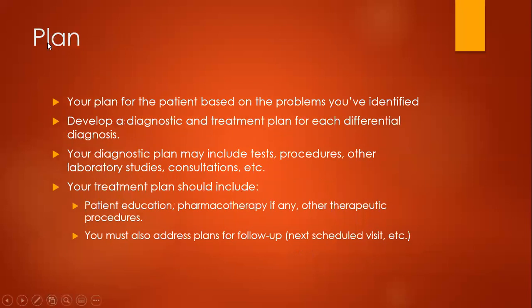Then go for plan. So you plan for the patient based on the problems you have identified. Develop a diagnostic and treatment plan for each differential diagnosis. Your diagnostic plan may include tests, procedures, or other laboratory studies or consultations. Your treatment plan should include patient education, pharmacotherapy, if any, or therapeutic procedures. You must also address the plan for follow-up.